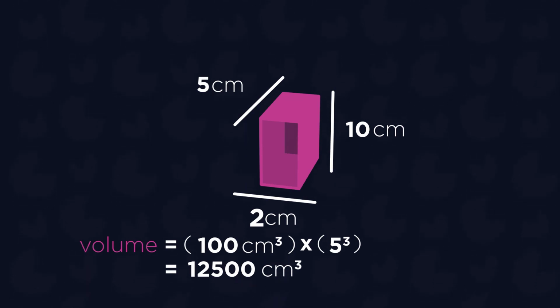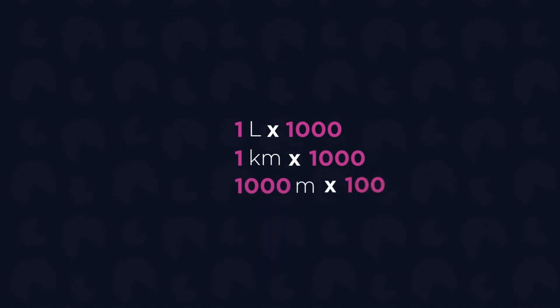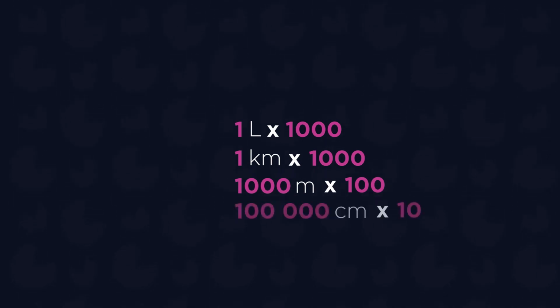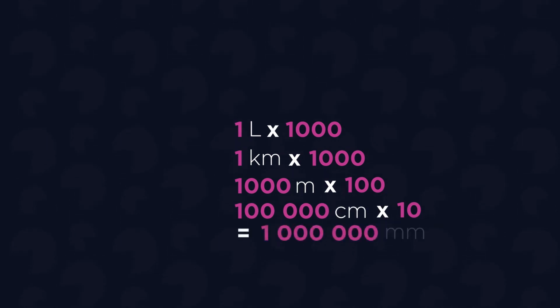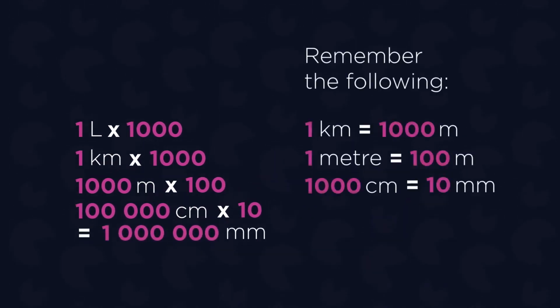Scale factors also apply to converting units. The metric system is a great example of this, and is likely something you will be familiar with. For example, 1 litre can be converted into milliliters by multiplying the volume by a scale factor of 1000. Another example is converting kilometers to millimeters. Say we have a distance that is 1 kilometer long. We would need to multiply 1 by 1000, as there are 1000 meters in a kilometer. Multiply that by 100, as there are 100 centimeters in a meter, and finally by 10, as there are 10 millimeters in a centimeter. That gives us a grand total of 1 million millimeters. It's handy to remember the following.